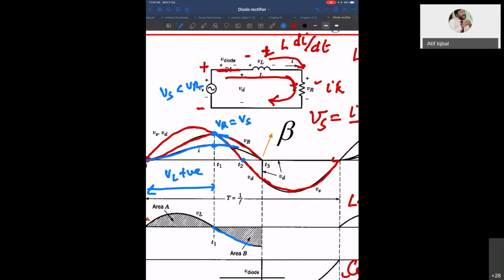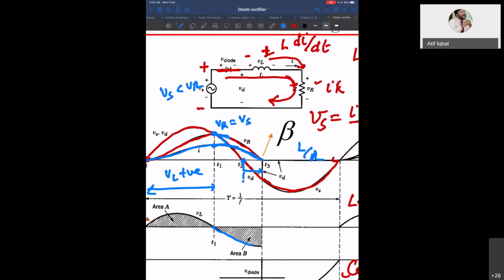Interestingly, because it is an inductor, it takes some time, according to the L by R time constant, for the current to discharge and go to zero. So you will see that the diode conducts beyond this point. It will conduct even for some of the negative side of the source voltage, which was not the case in the resistive load. In the resistive load, as soon as the supply voltage goes to zero and then negative, the current ceases to flow. Because it is a resistive load, there is no way that the current can continue to flow.